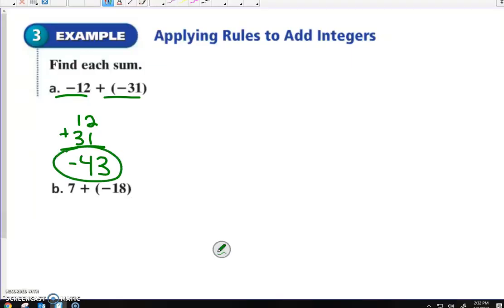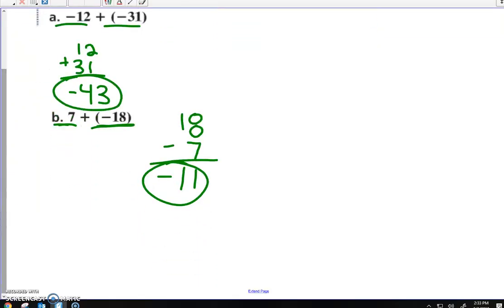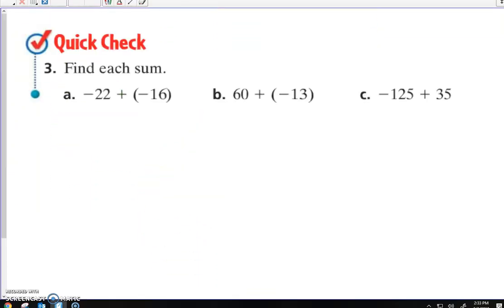If I look at letter B, I got a positive plus a negative. Different signs. Different signs means subtract. So 7 looks smaller than 18. I'm going to do 18 minus 7 and get 11. What do I have more of? More positives or more negatives? Oh, more negatives. My answer is negative 11. Using the rules can be very fast. Try these 3. Pause the video. Come back and check your answers against mine.